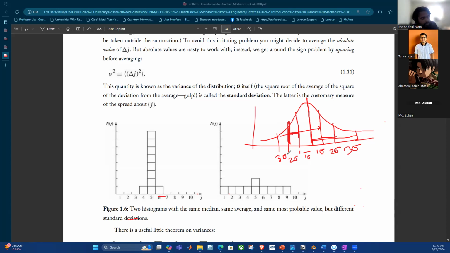When people say standard deviations, they are trying to say how far you are from the average. 1 sigma means you are quite close to the average, because you can see this range. If you say 2 sigma, you are very much off from the average. 3 sigma is also very much off from the average.